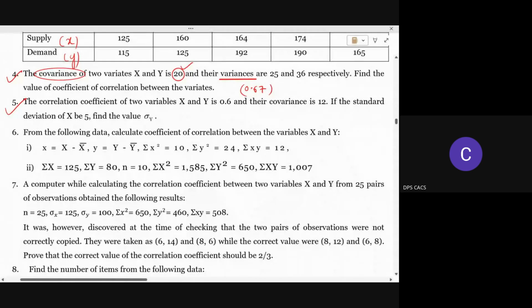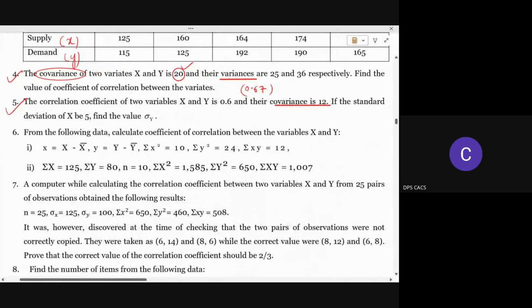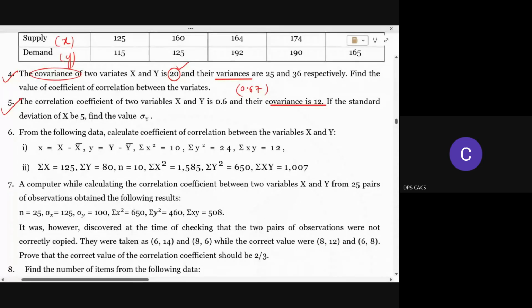Number 5 we are doing now. Correct. Very good. Everyone should be getting the answer for 5. Same formula again. Covariance is given. Formula 1. 4 is correct. If you are getting 4, you are correct. How many people are getting it? Very good. Covariance is 12.